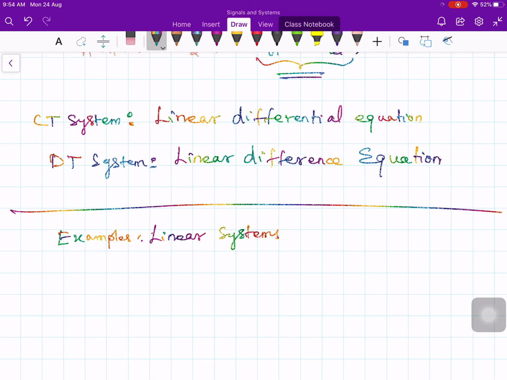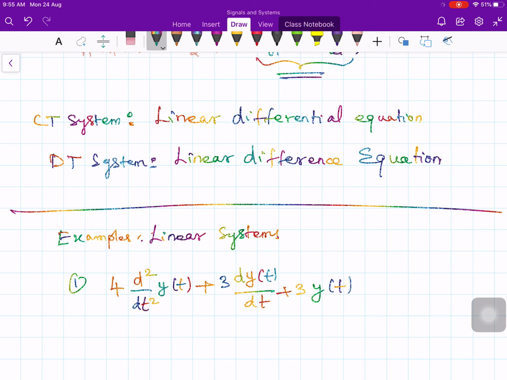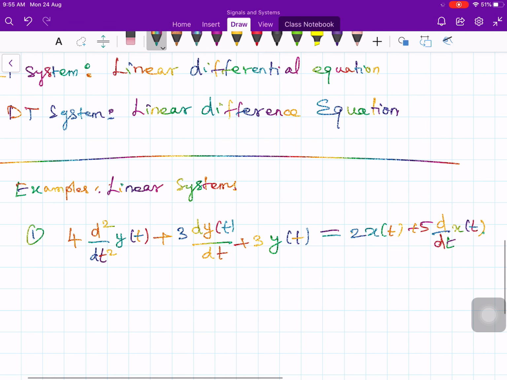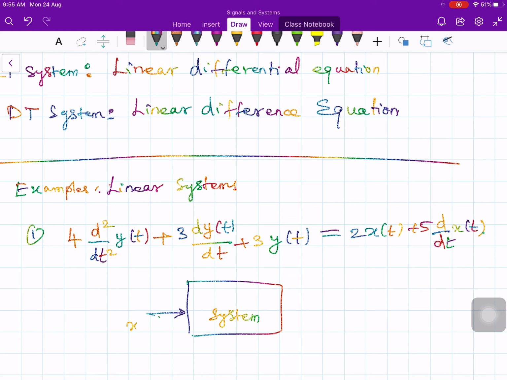The first example that I would like to consider is 4 times the second derivative d squared over dt squared of y of t, plus 3 times dy by dt, plus 3 times y of t, is equal to 2 times x of t plus 5 times the first derivative of x of t. We don't know whether the system is linear or non-linear. Let us find out. The input is x of t and the output is y of t.